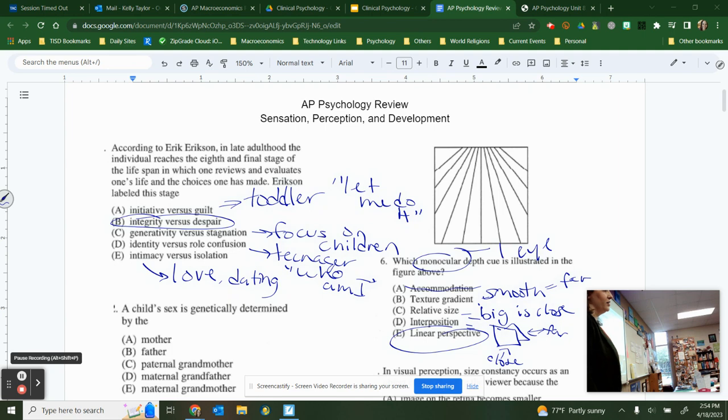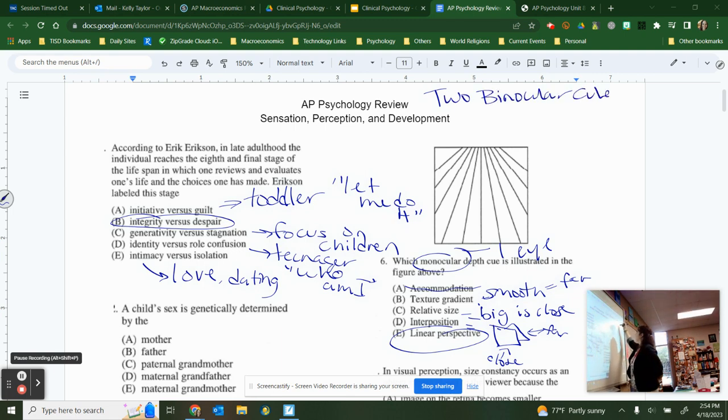Okay, since we are here, let's talk about the two types of binocular cues. Binocular cues are cues of depth perception. Does anyone remember? One of them is this: the muscles in your eyes strain, and therefore it must be close. It starts with a C. Convergence. Okay.